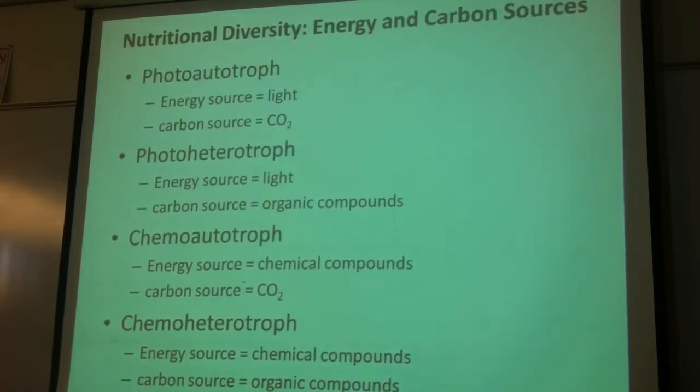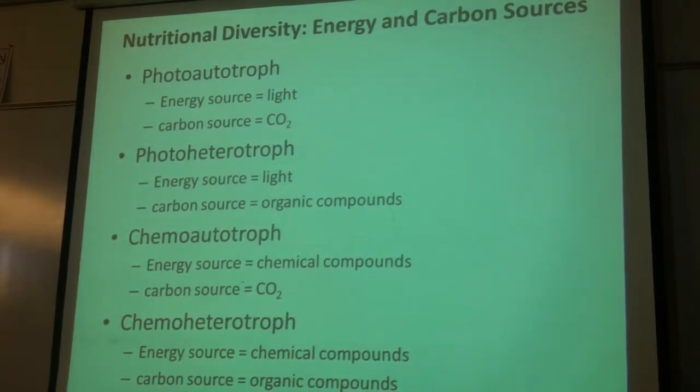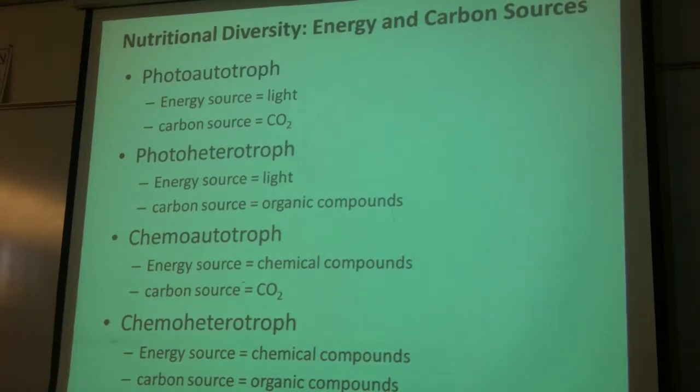Okay. So, energy source, carbon source. Very important little things. We have photo. So that means your energy source is light. You see the photo. Versus the chemo, which is where it's chemical compound, so organic molecules. Autotroph means you're doing CO2, which means that you're being able to make your own food source, versus heterotroph, you're needing to take in a food source, an energy source, okay?